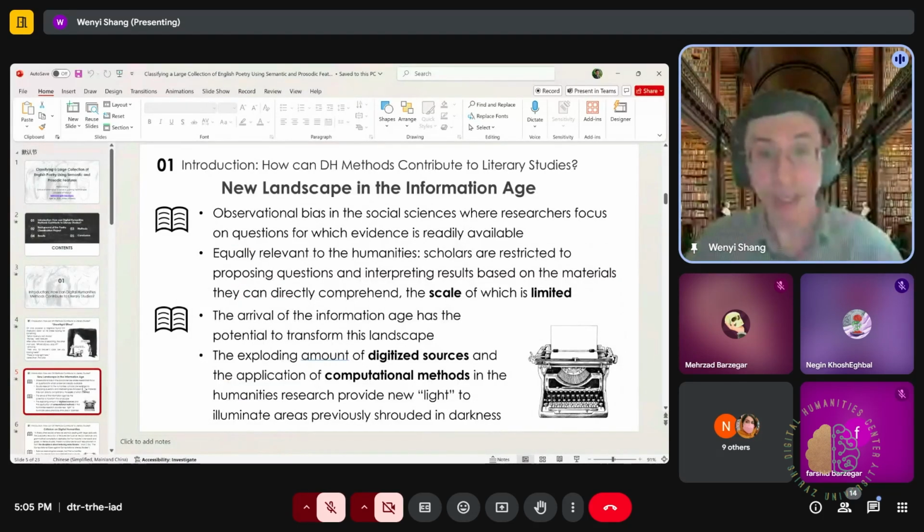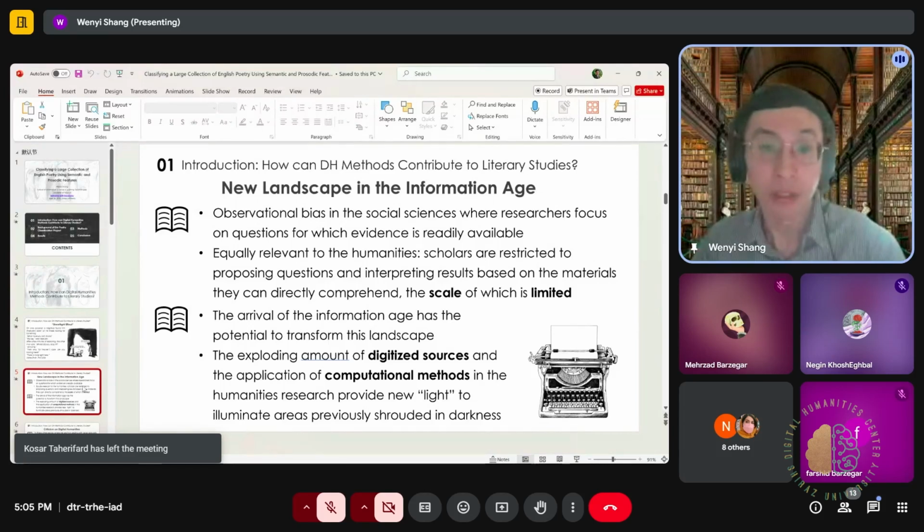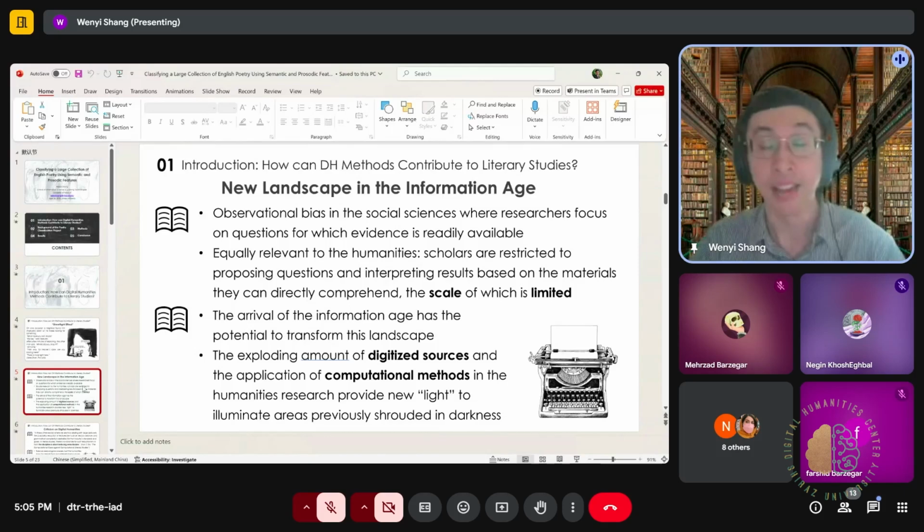This is called observational bias in the social sciences, where researchers focus on questions for which evidence is readily available, rather than meaningful questions. It is equally relevant to the humanities, since scholars are restricted to proposing questions and interpreting results based on the materials they can directly comprehend. The scale of which is limited, because one person has limited knowledge and cannot comprehend the entire materials that those questions lie in, and must be restricted to the materials that the person is able to comprehend.